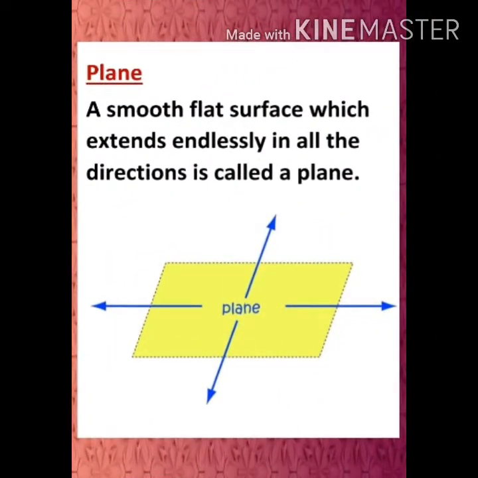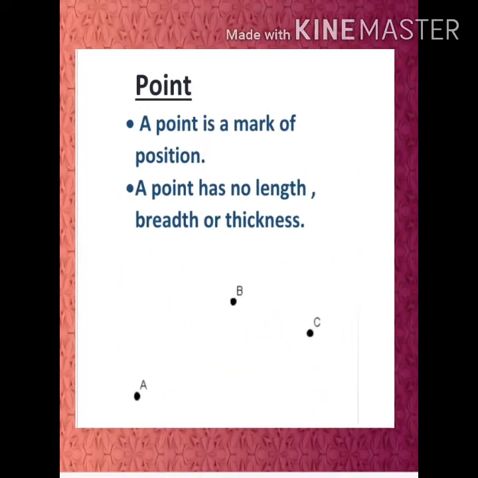A smooth flat surface which extends endlessly in all directions is called a plane. A plane has two dimensions, length and breadth. A point is a mark of position. A point has no length, no breadth and no thickness. Here you can see that a point is represented by a capital letter.